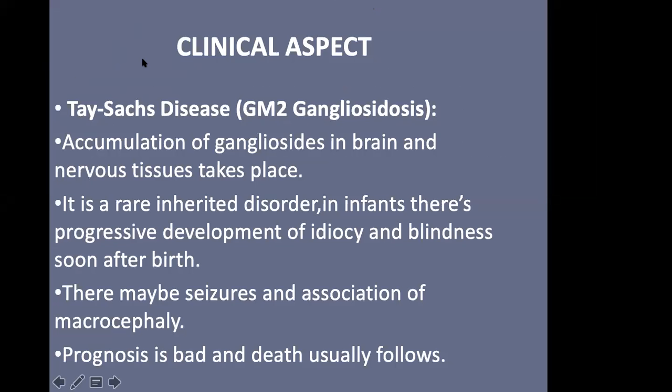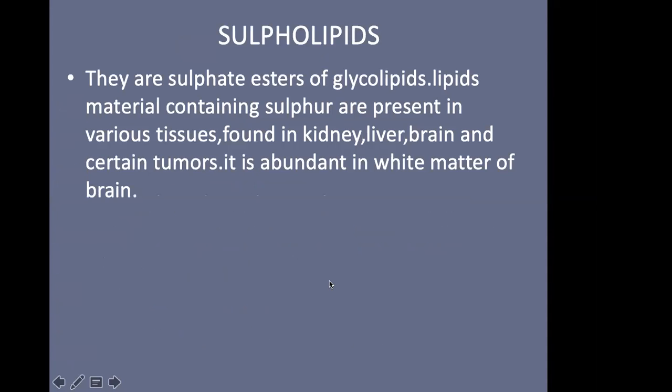Accumulation of ganglioside in brain and nervous tissue takes place. It is a rare inherited disorder in infants. There is progressive developmental delay, idiocy, and blindness soon after birth. The retina, the optic disc, will look like a cherry red spot. There may be seizures, irritation, macrocephaly. Prognosis is bad and death usually occurs.